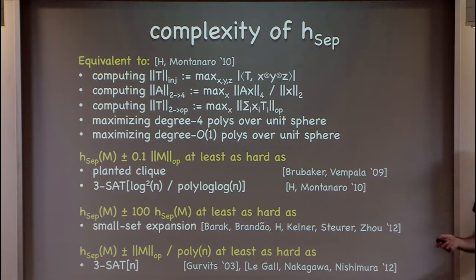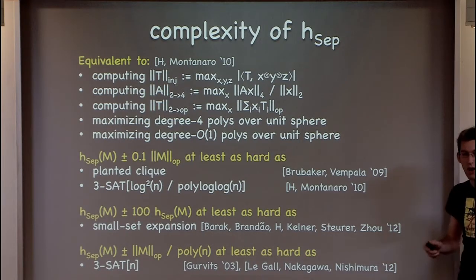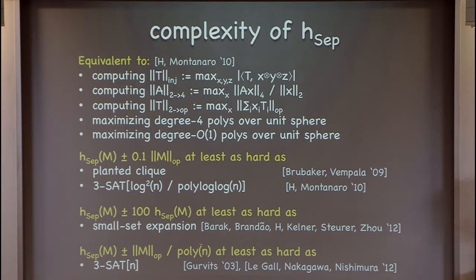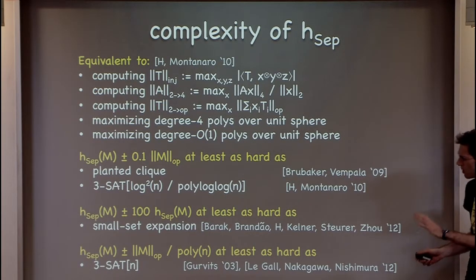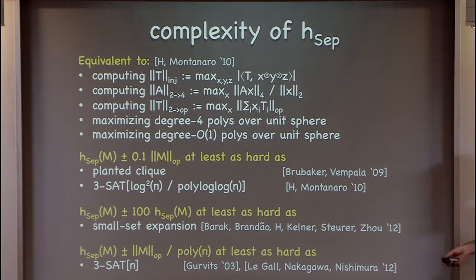And now your input is size n, so it's as hard as a 3-SAT problem of roughly the same size. And this is originally due to Gurvits, and the best dimension in this polynomial is due to Le Gall, Nakagawa, and Nishimura, and they got this to be basically n polylog n, this thing in the denominator. There's some evidence that might be sharp as well. So this is sort of the range of hardness, if you want to get it to constant error.